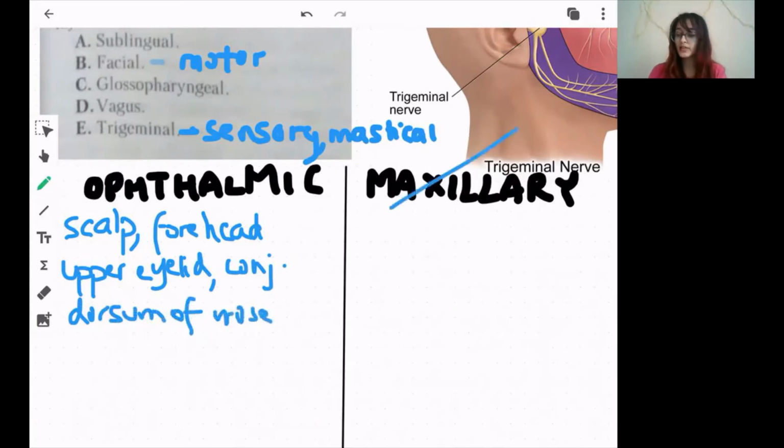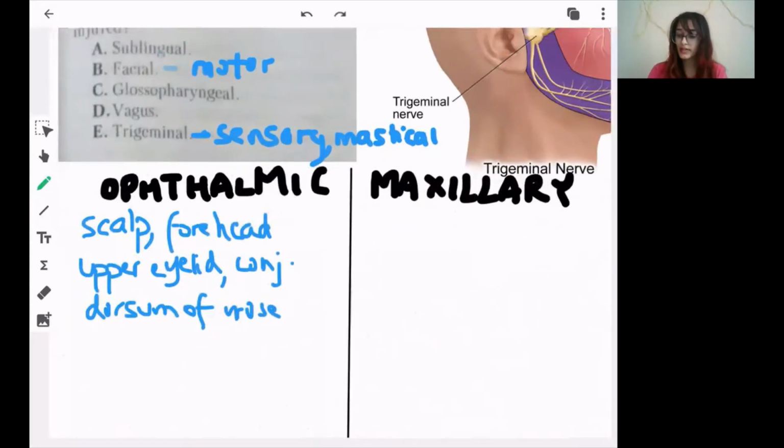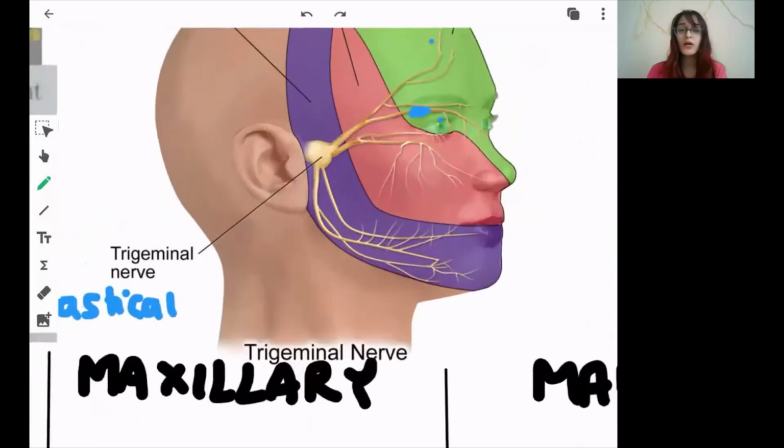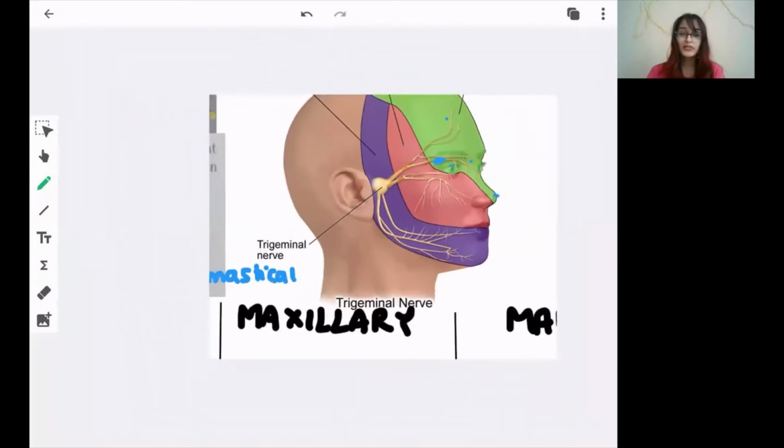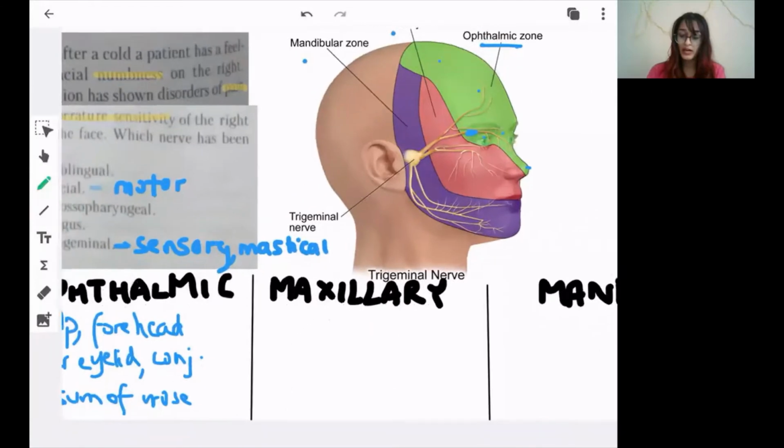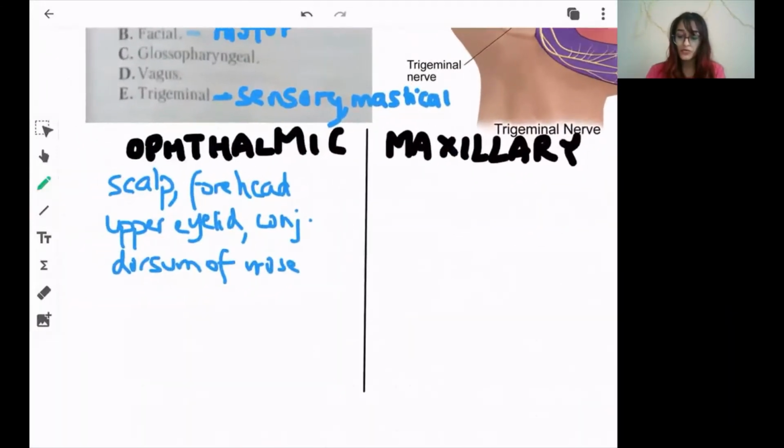They can even ask you which nerve supplies the tip of the nose or the root of the nose. Then the answer will be the ophthalmic nerve, that is the branch of the trigeminal nerve. But it also supplies the sinuses. Which sinuses? The frontal, ethmoidal, and the sphenoid sinus.